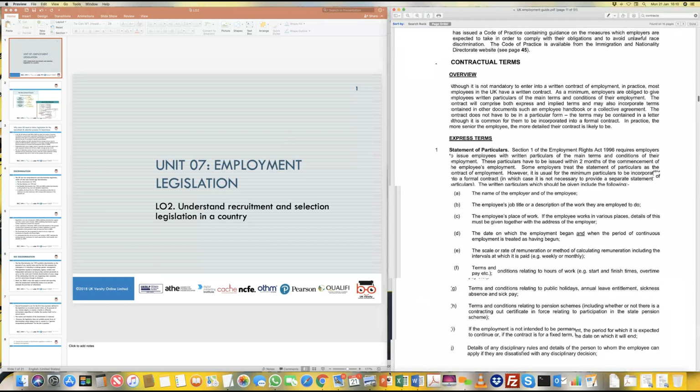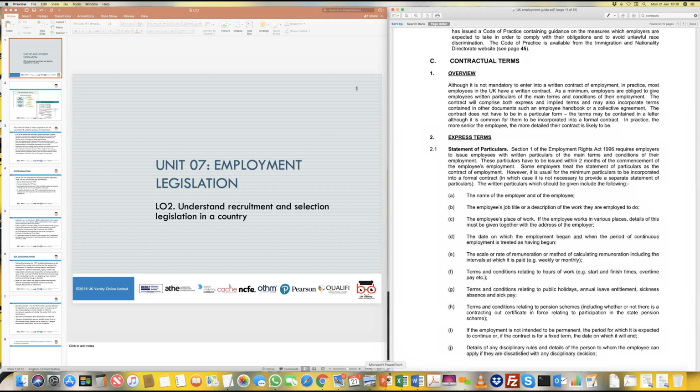We're looking at covering Unit 7 as we continue on our journey. In this unit, employment legislation, today we are looking at covering learning outcome 2. This is going to be slightly a step backwards in terms of what we've looked at in studying this unit, because we want to revisit the topic of recruitment and selection first, and then relate it to the context of why HR needs to follow employment legislation when they look at the process of recruitment and selection.